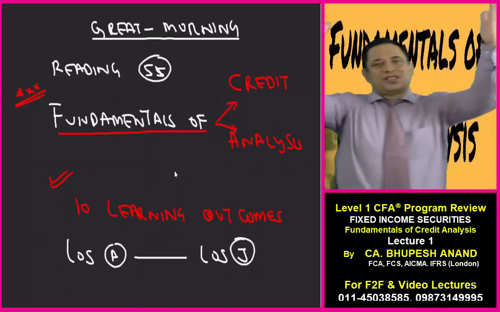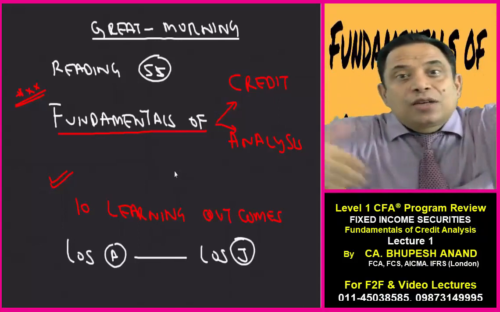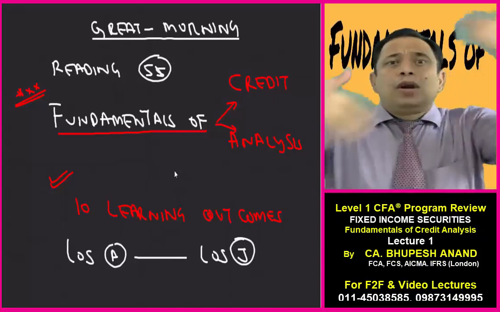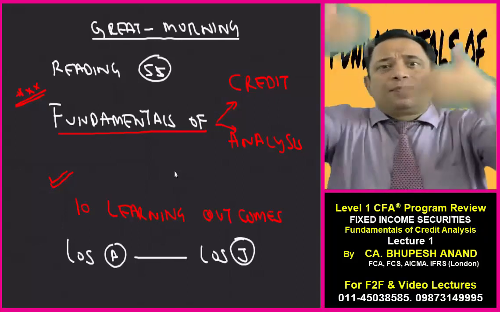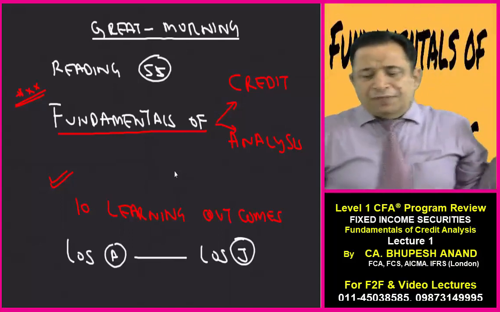So please take out your registers, my dear friends. You have to write down, because once you write down, I'm telling you, the whole concepts will be flowing in your mind. Please write down. Please take out your register. The last reading of fixed income, reading 55.